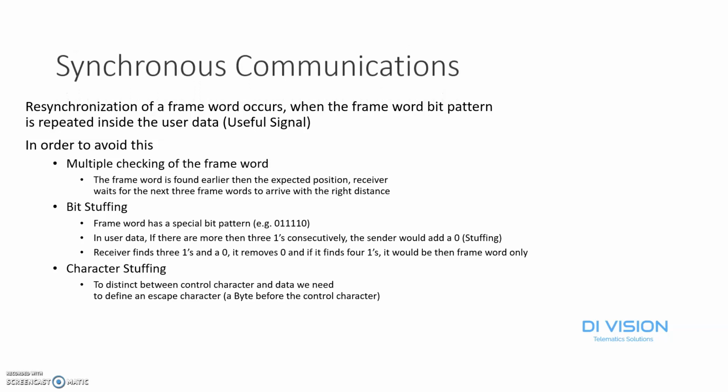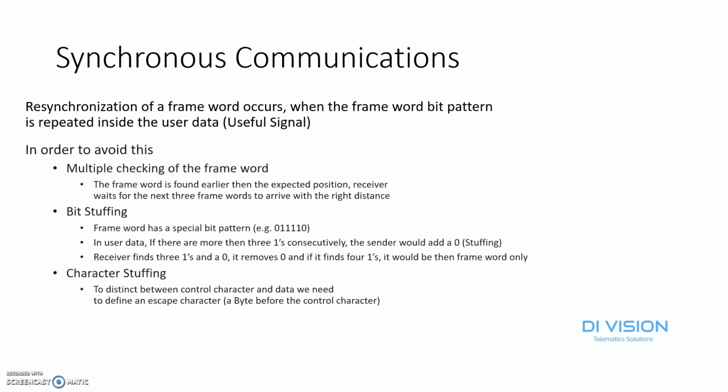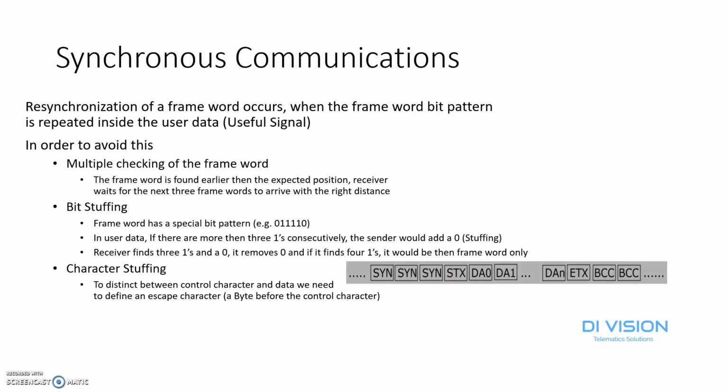Character stuffing is also done here. Character stuffing is done to distinguish between control characters and the data, so we need to define an escape character. For example, look at this picture here. SYN means synchronization, occurring thrice, and then there is start of transmission, STX. Then there are data packets DA0 till DAN, that's the user data. And then there is ETX, end of transmission, and BCC, block check character. The character stuffing would be done for STX, ETX, and BCC because they are control characters. They control the flow of the transmission of the data that we need to send.